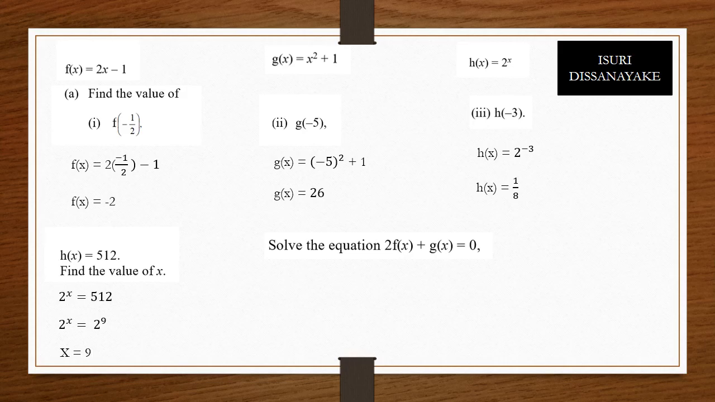Thereafter, you're asked to solve the equation 2f(x) plus g(x) equals 0. So the function f(x) needs to be multiplied by 2 and then added to the function g(x), and the output is equal to 0. Function f(x) is 2x minus 1. The function is multiplied by 2. And then let's add it to the function g(x), which is x squared plus 1. When you simplify the brackets, your answer is x squared plus 4x minus 1 equals 0. You can solve for x where x equals 0.24 and x equals minus 4.24.